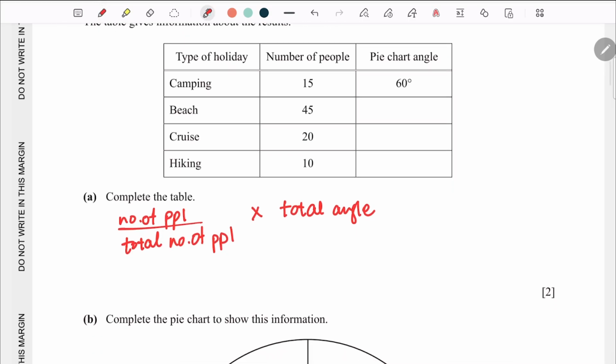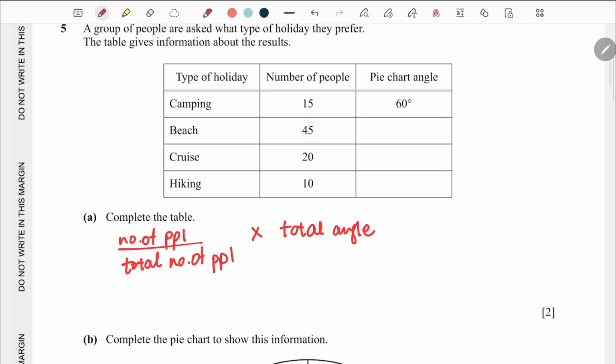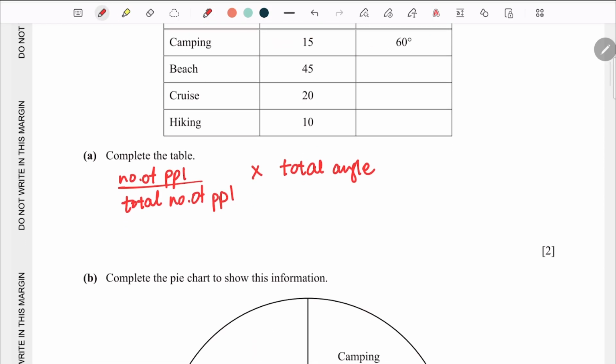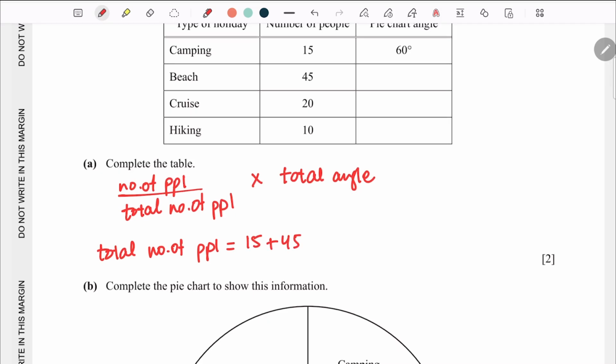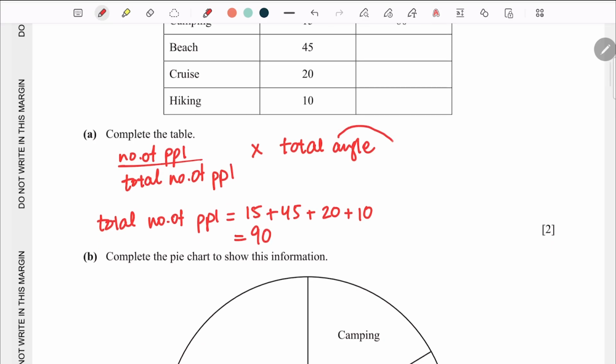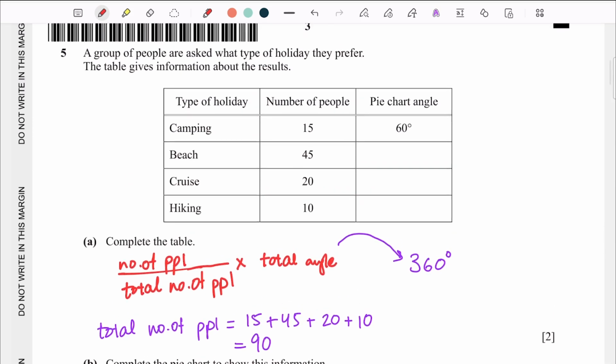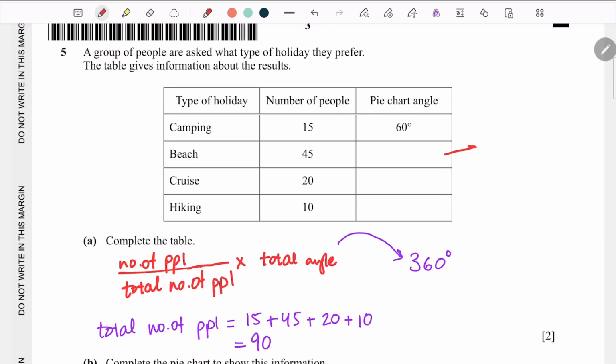So number of people is different for each of the divisions of holiday, and the total number of people we can find by adding all of these numbers together. So the total number of people will be 15 plus 45 plus 20 plus 10, and this is equal to 90, and the total angle is always equal to 360 degrees. So when I'm going to be using this formula to calculate the pie chart angle, this angle will be number of people, 45, divided by total number of people, that is 90, multiplied by total angle, that is 360 degrees.